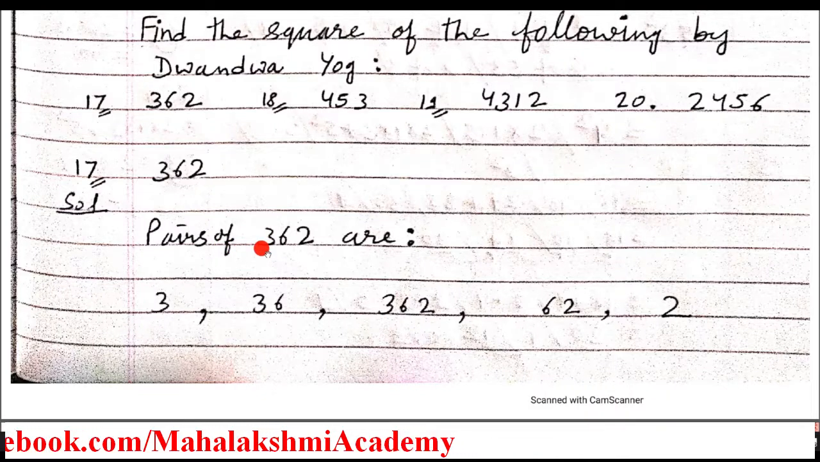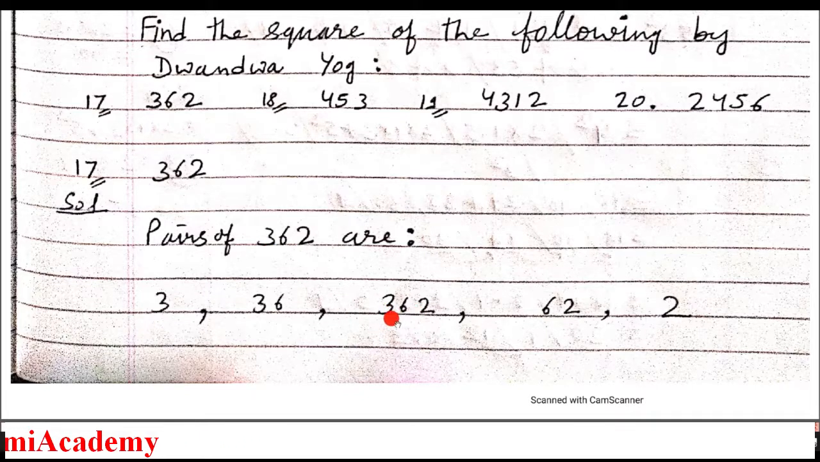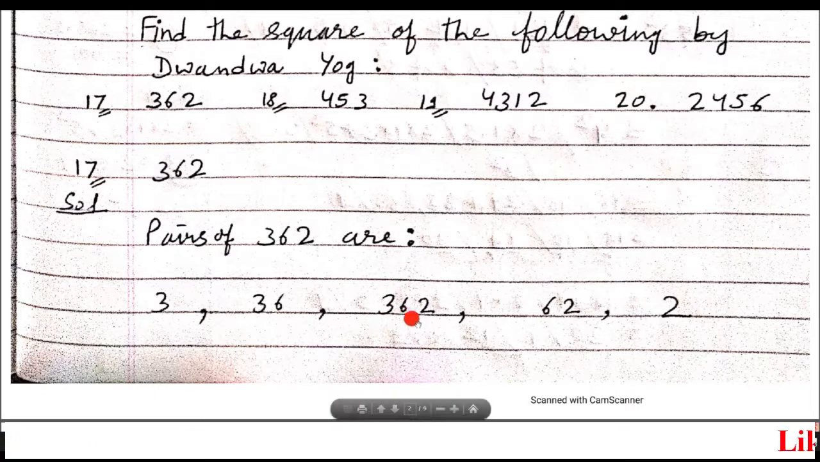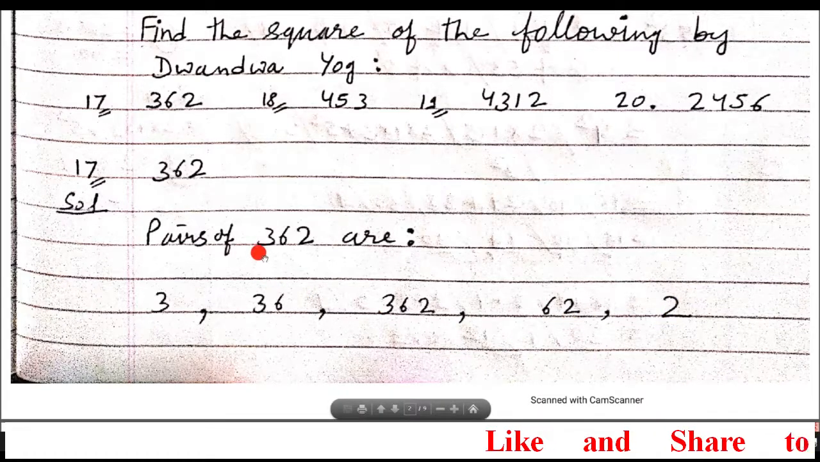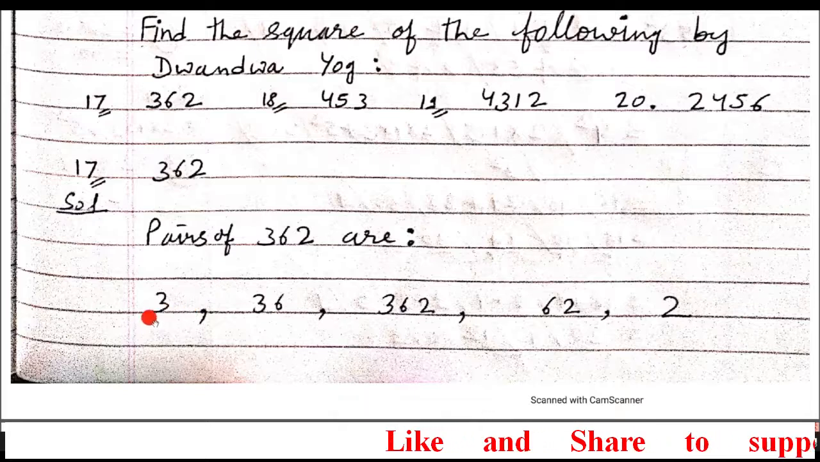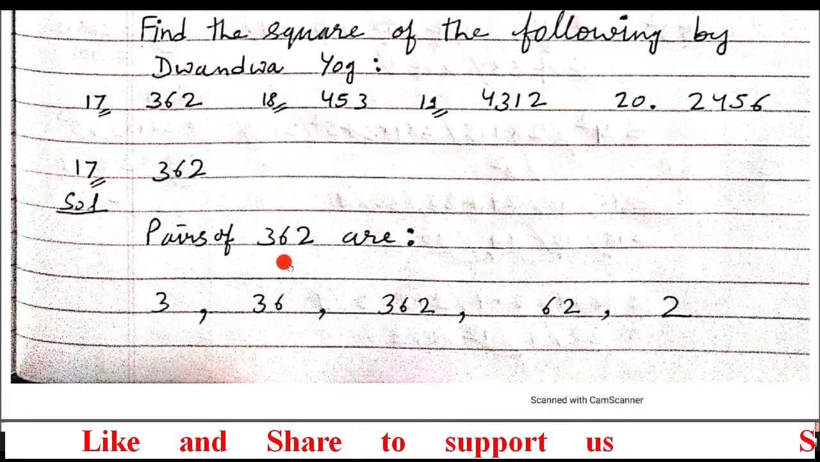Now you have to decrease them. Decrease means you have to remove. Since we reached up to 362, you just start to reduce it. First remove 3 from here, so you remain with 62. Then remove 6 from here, so you remain with 2. So how are we done? First we started from 3, then 36, then 362. So we reached up to the maximum digit of the given number.